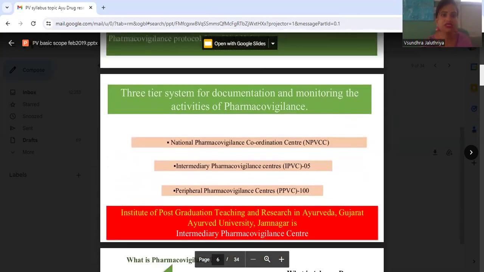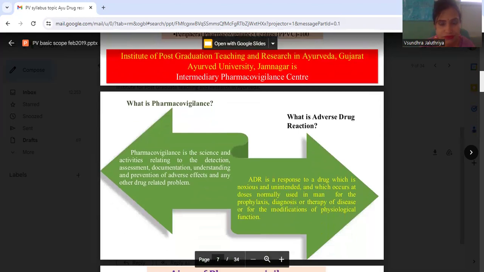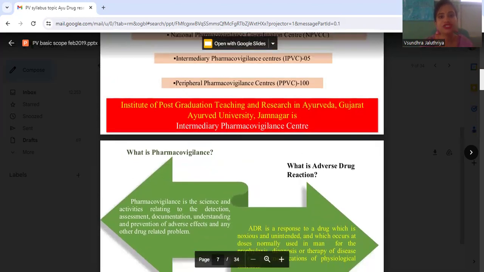There is a three-tier system of documentation and monitoring the activities of pharmacovigilance: the National Pharmacovigilance Coordination Center, NPVCC; the Intermediary Pharmacovigilance Centers, IPVC, of which the count is 5; and the Peripheral Pharmacovigilance Centers, of which there are 100. The Institute of Post-Graduation Teaching and Research in Ayurveda, Gujarat Ayurveda University, Jamnagar is an Intermediary Pharmacovigilance Center.